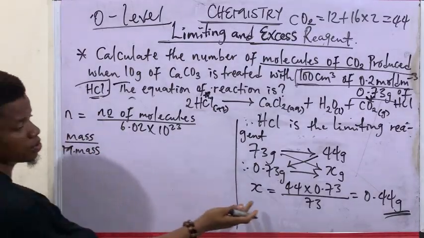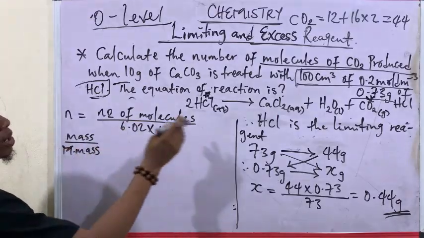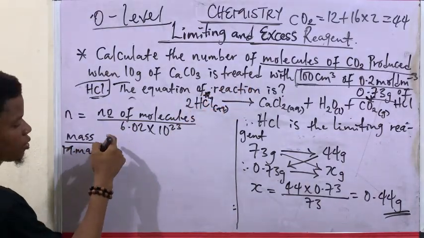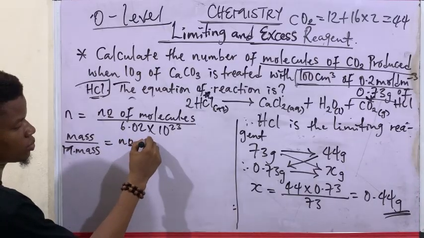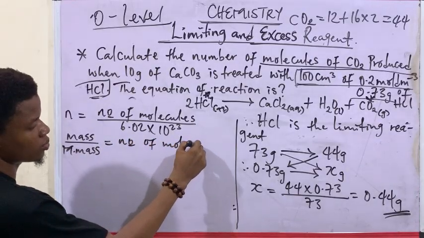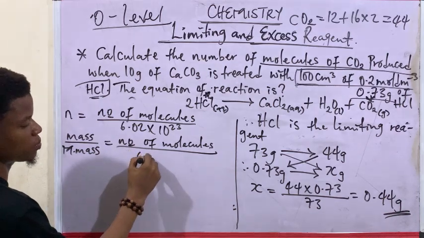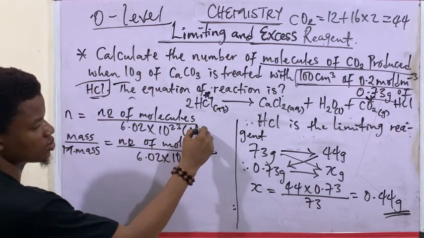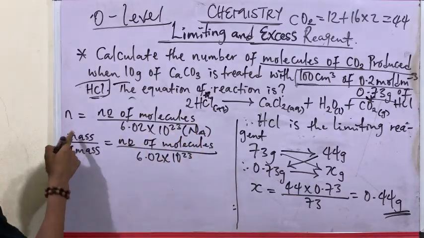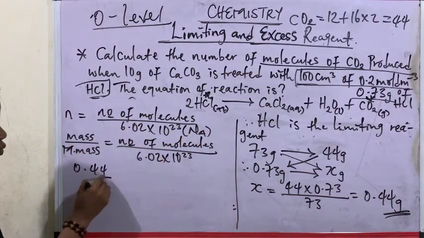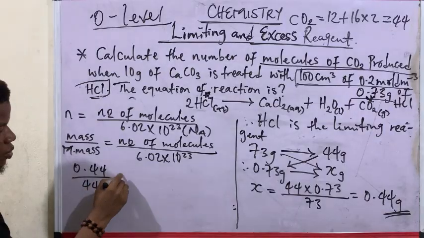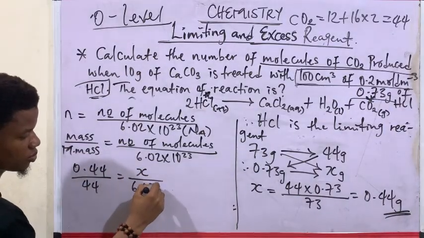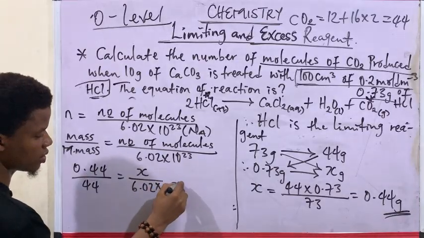So because we know the mass already and we know the molecular mass of CO2, we calculated it as 44. So we are looking for the number of molecules. So number of molecules all over 6.02 times 10 raised to the power of 23. This guy is known as Avogadro's number. So what's the mass? 0.44 over what's the molecular mass? 44, equal to number of particles. You calculate x all over 6.02 times 10 raised to the power of 23.